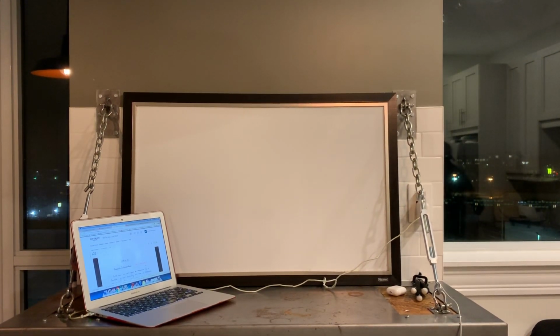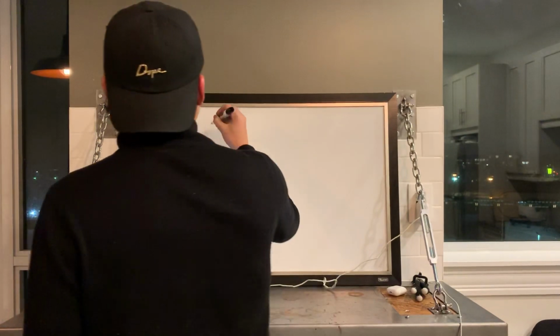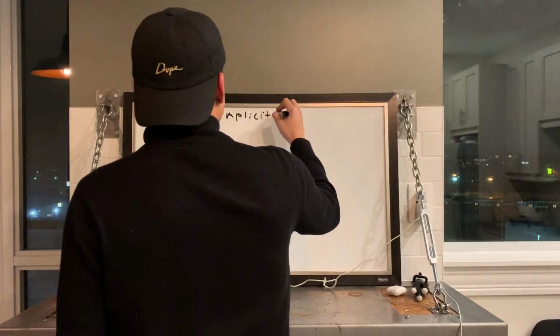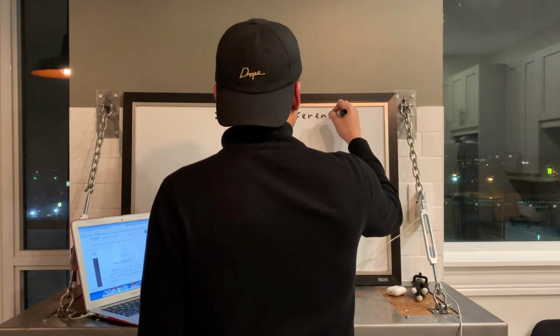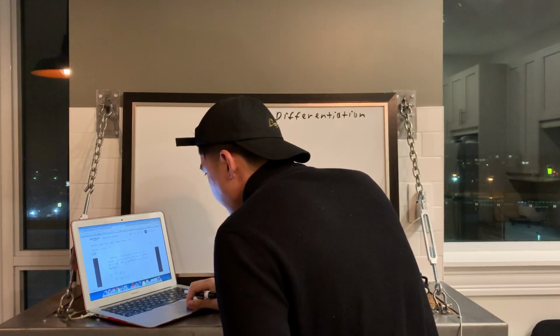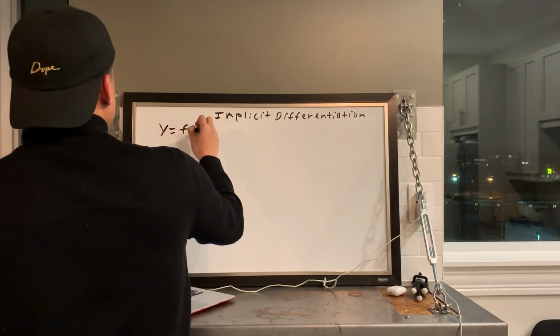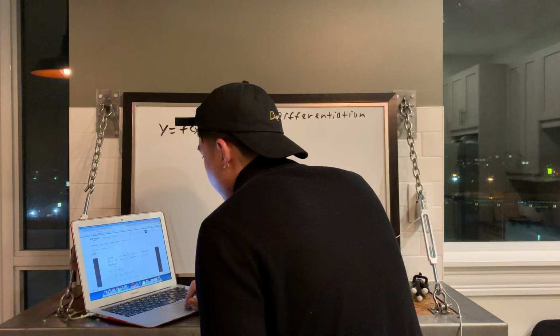There it is. So what we're talking about right now is implicit differentiation. What happens is that we're given explicitly y equals f of x as of now. But what happens if the expression is given implicitly?